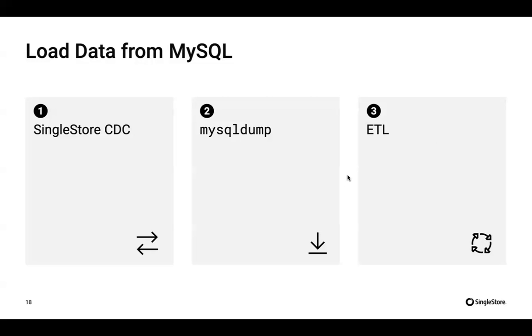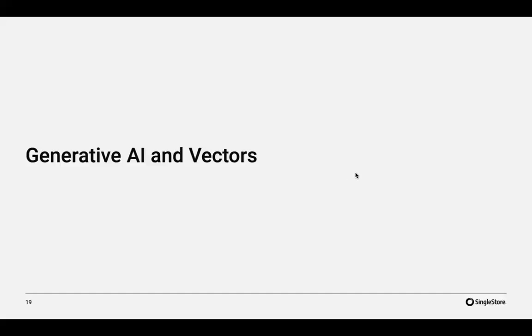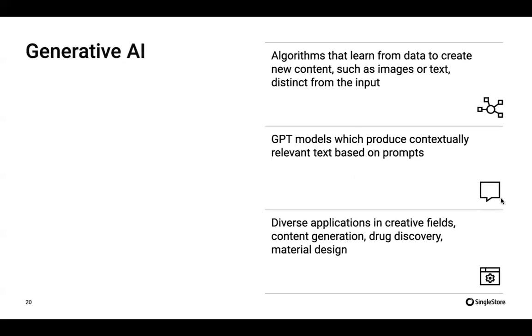Okay, let's move on then, say a little bit about GenAI and vectors. So generative AI: algorithms that learn from data to create new content, such as images or text, distinct from the input. Okay, so this is where the value add really comes in.